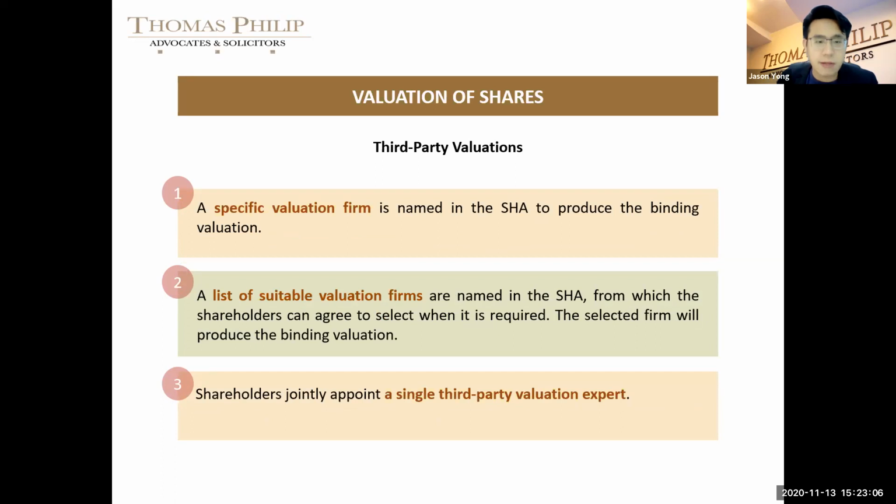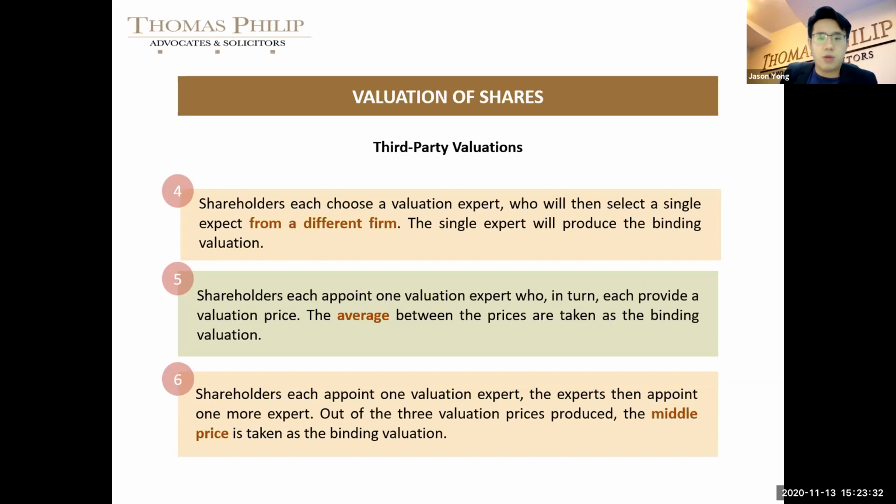And what we normally see in shareholder agreements is there isn't just one of these methods. It's normally a combination of these methods layered together like an onion. So an example is this. At the point of the valuation, shareholders will attempt to jointly appoint a single valuer. If they're not able to do it, then each shareholder will appoint their own valuer. Then you can either take the average of the valuation prices, or you can take the middle price or something like that. That one is up to you.